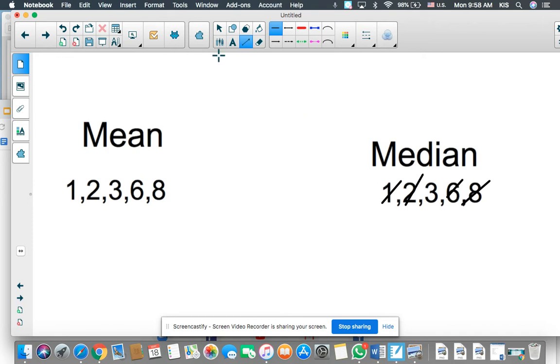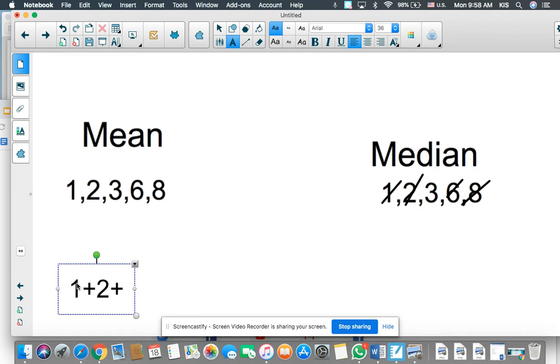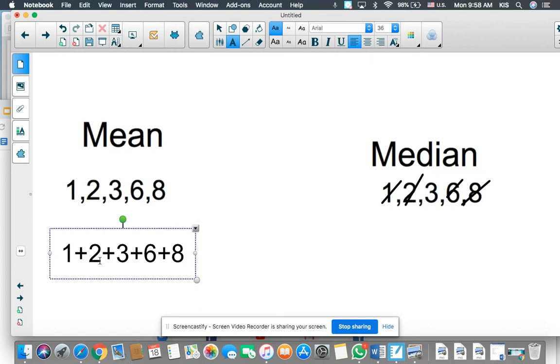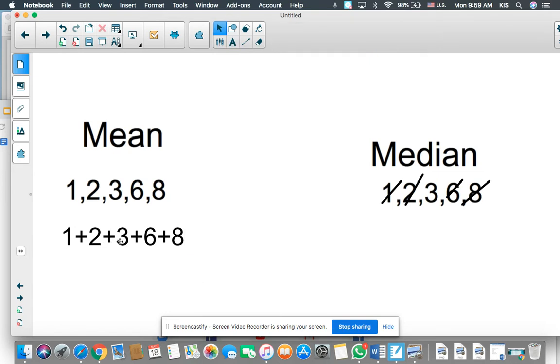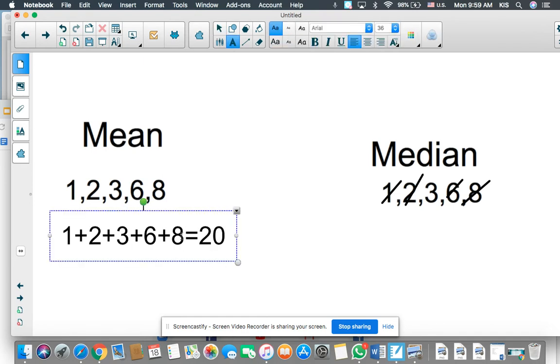Now let's find the mean. Let's see, 1 plus 2 is 3, 3 plus 6 is 9... 1 plus 2, 3 plus 6, and so on until we reach a total of 20. Next, we'll divide by the number of numbers, which is 5, to get 4. We can see that the mean and median are different.